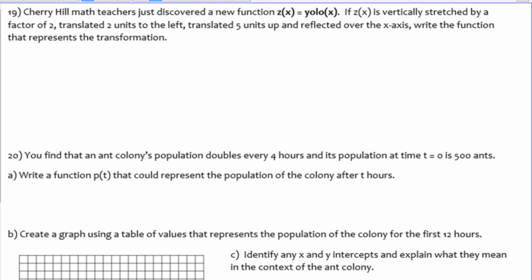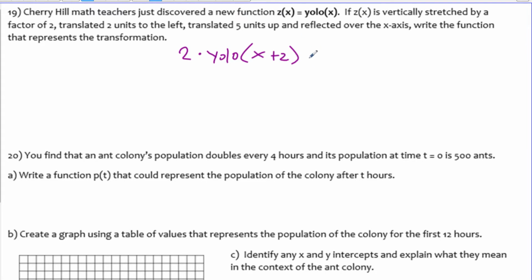Even when you come across functions like YOLO x and you've never heard of them before, you can still put the a, b, c, and d in their appropriate spots and do the transformation. So if we're saying vertically stretched by a factor of 2, that's usually something that is multiplied outside of the function. So we're going to say 2 times the function, okay? And I'm just going to leave it open right now because it says translated to the left by 2.